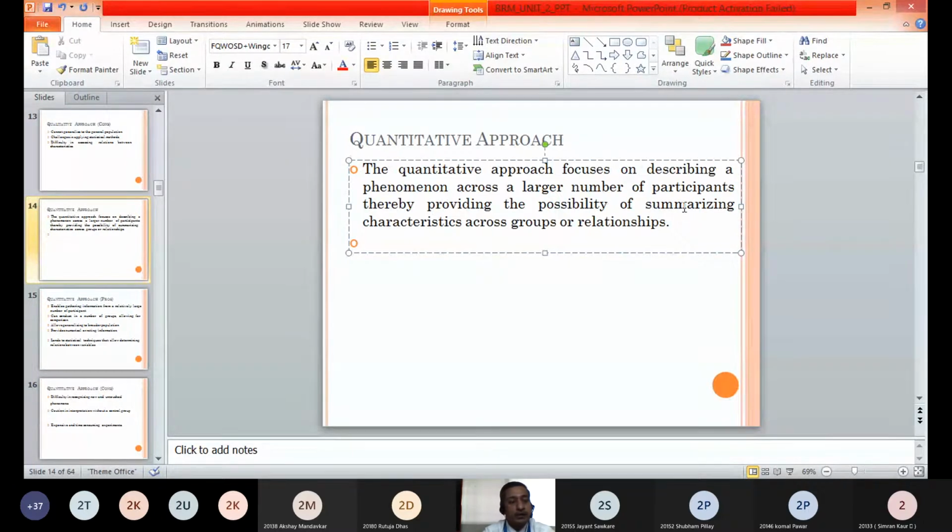So here the advantage of quantitative approach is that we can study a large number of people, a large number of participants, and it can help us to summarize the different characteristics across the different groups, and the relationships between all those characteristics can be established.